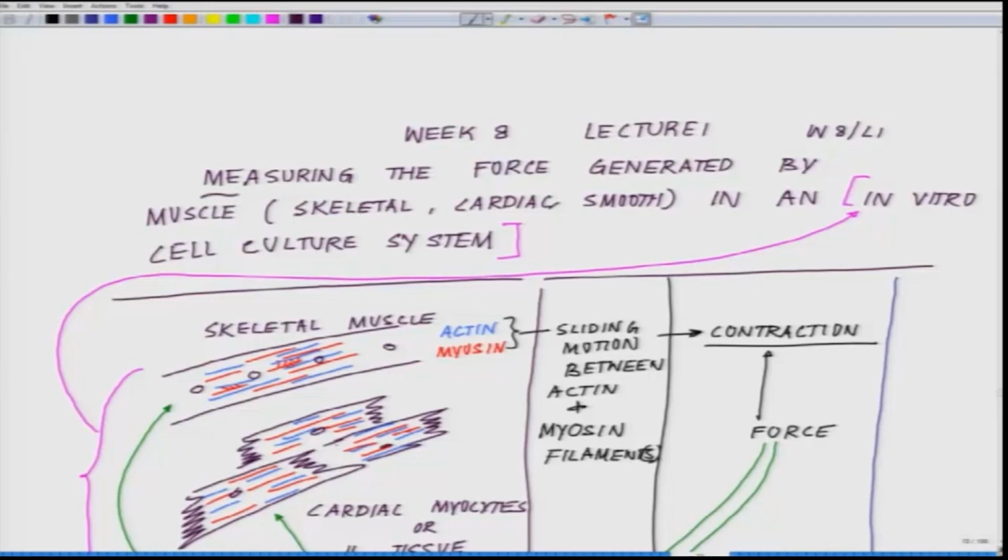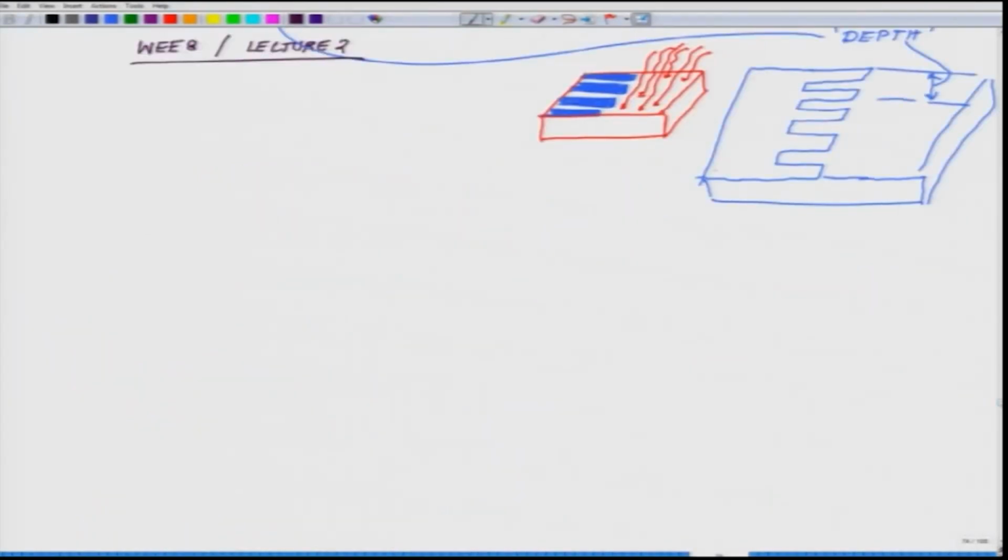Continuing with our previous plan, we are measuring the force generated by the muscle in an in vitro culture system, and the in vitro culture system here is the micro cantilever system. As of now we have talked about the development of the micro cantilever, how we do it. So, this is what we get, the micro cantilever platform.